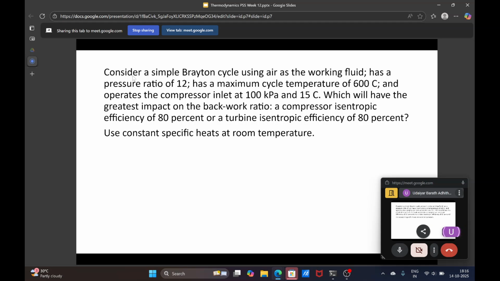Here in this problem, what is given is: consider a simple Brayton cycle using air as the working fluid, which has a pressure ratio of 12 and a maximum cycle temperature of 600 degrees Celsius, and operates with the compressor inlet at 100 kilopascal and 15 degrees Celsius.